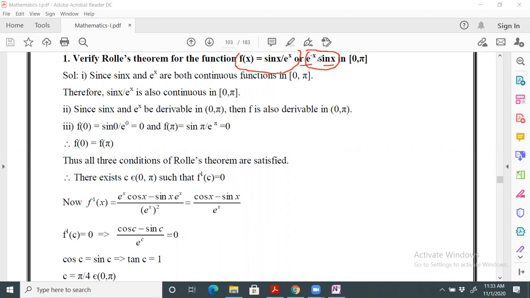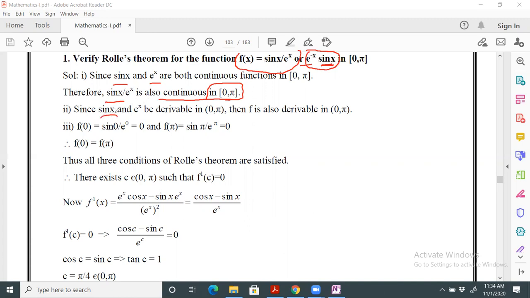e power x, the exponential function, is continuous everywhere and also differentiable everywhere. The sin x function is also continuous everywhere and differentiable everywhere, as we discussed a few minutes back. Since sin x and e power x are both continuous, their combination sin x by e power x is also continuous in any interval, especially in our interval. So condition 1 is satisfied.